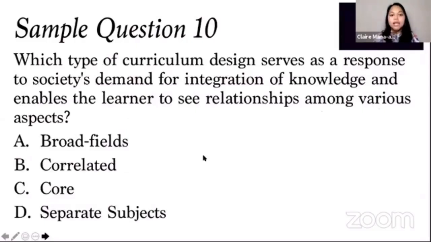Very good. Number 10, which type of curriculum design serves as a response to society's demand for integration of knowledge and enables the learner to see relationships among various aspects? Is it letter A, broad fields, letter B, correlated, letter C, core, letter D, separate subjects? And of course, letter A is the correct choice, okay? That's broad fields. Integration of knowledge enables the learner to see relationships among various aspects. Tama yung broad fields.